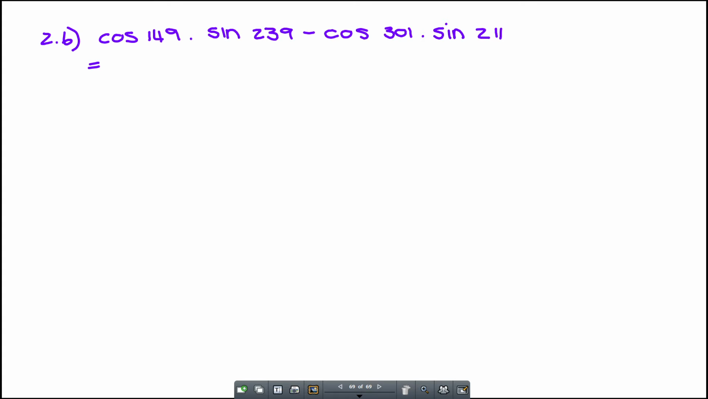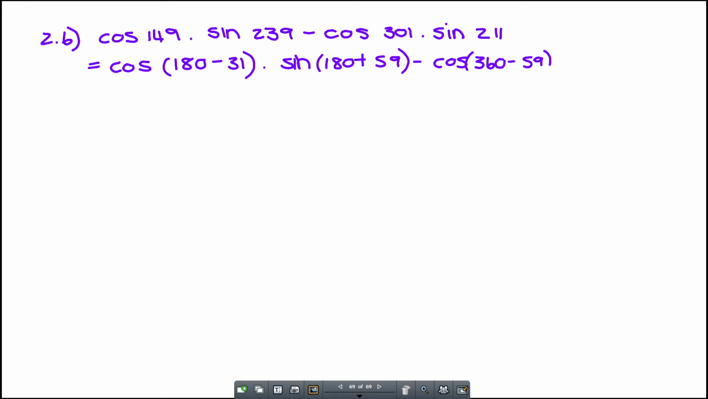Okay, so first things first, that cos 149 is the same as cos 180 minus 31 times sine. En daai 239 is dieselfde as 180 plus 59, minus cos. That's 360 minus 59. Nou is my plek bietjie min. Times, ek gaan nou maar net hier onder aanskryf, sine 180 plus 31. Okay, right.